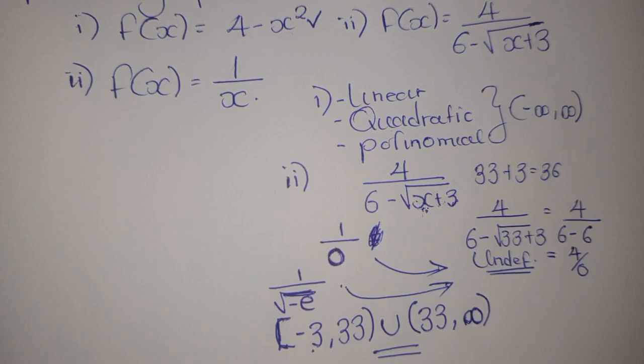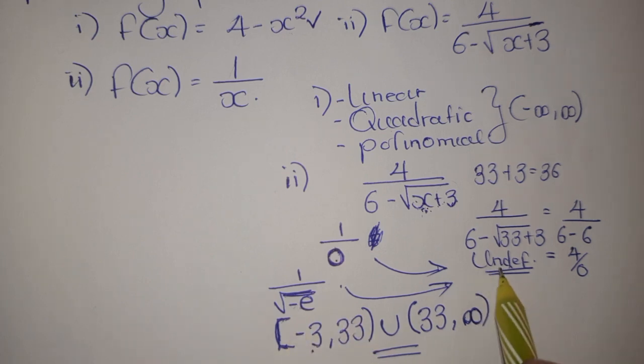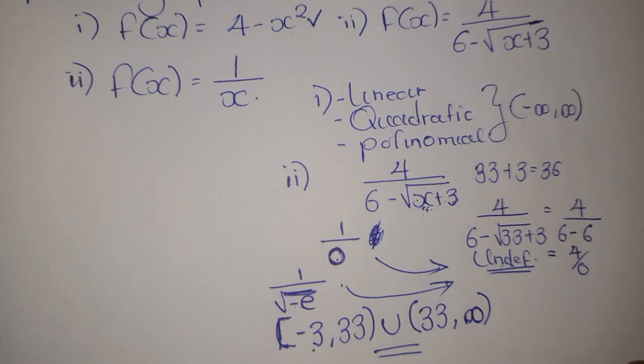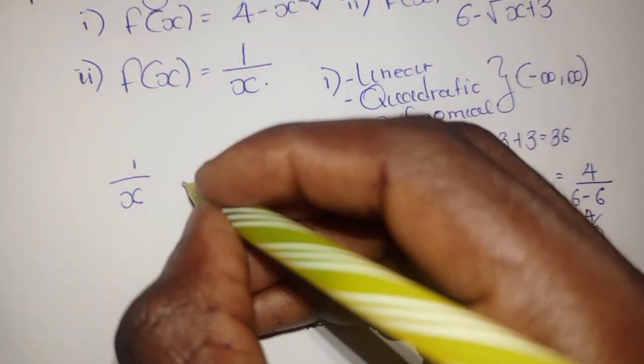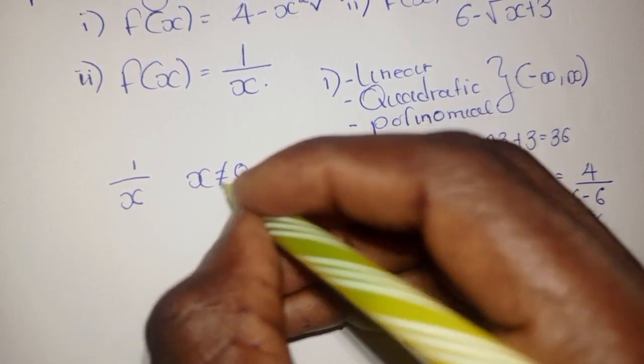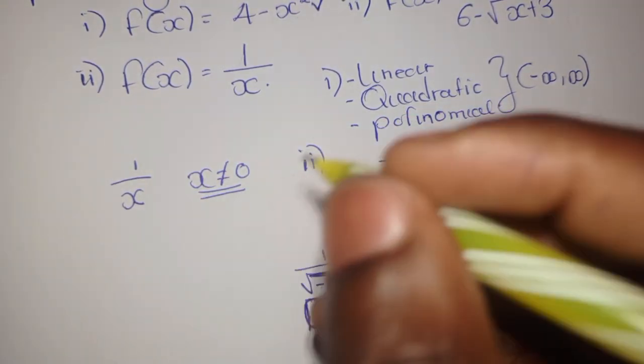So this is simply a conclusive understanding you should have about the domain. You should never have a zero as your denominator because it will make it undefined. You should never have a negative under a square root, or otherwise it will be undefined. So hope you get something from this. Then let's deal with the last one. So the last one is the cheapest of all. You should know that x should not be equal to 0. Otherwise, this will be undefined.